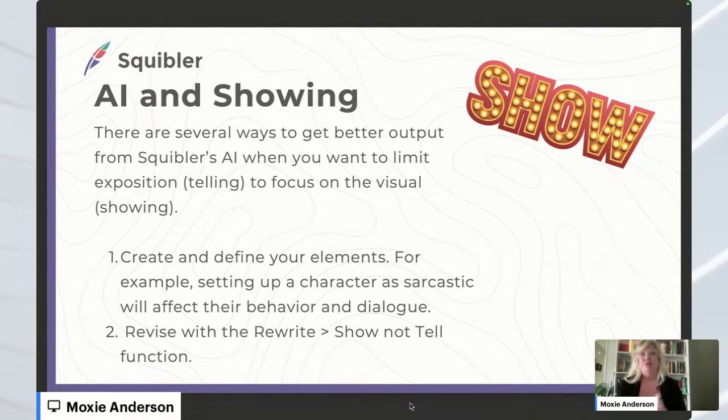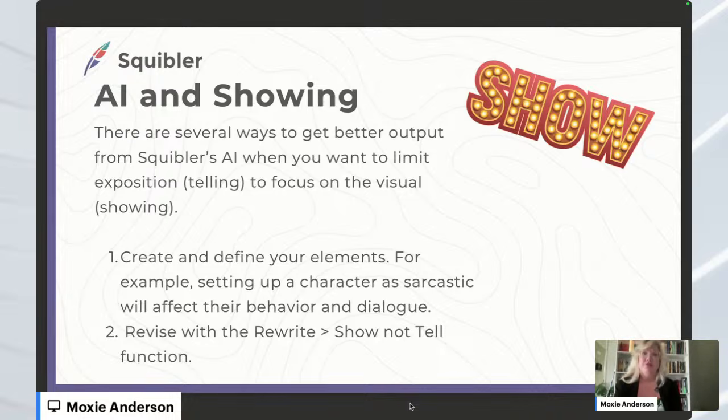So there are several ways to work on this strategy in Squibbler's AI when you want to limit exposition, which is telling, and focus on the visual, which is showing. One is to make sure you create and define your elements, your characters, your settings, and so forth. For example, if you set up a character as sarcastic, a lot of the text that the AI is going to create for you is going to affect their behavior as well as their dialogue. So some of their mannerisms will be sarcastic. Some of their dialogue will be sarcastic. And you won't have to say that character is sarcastic in your text.